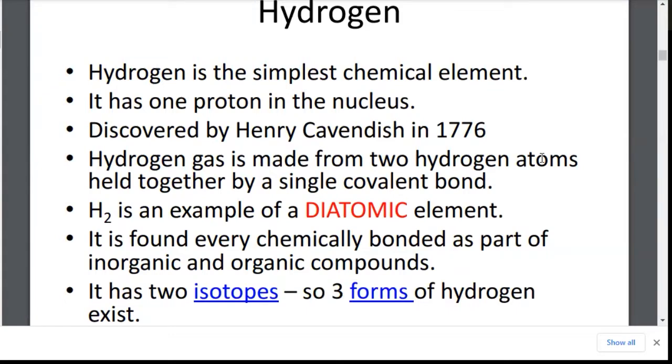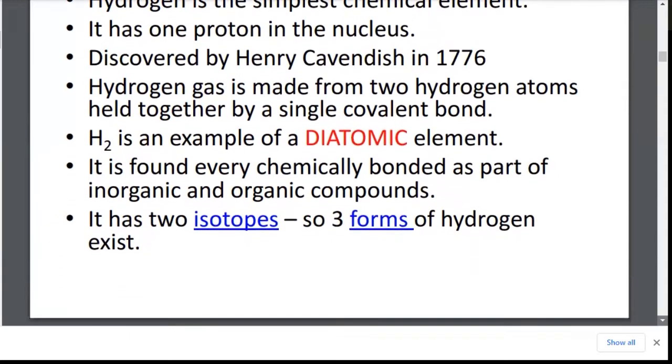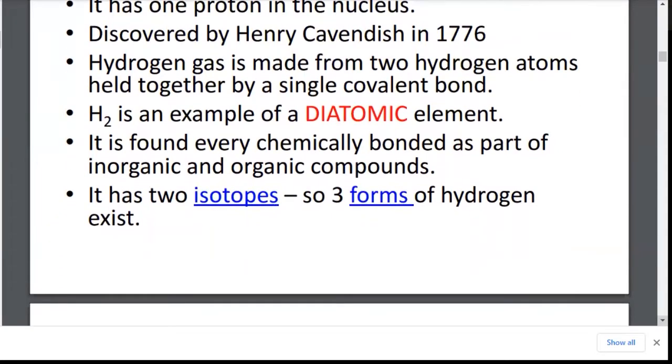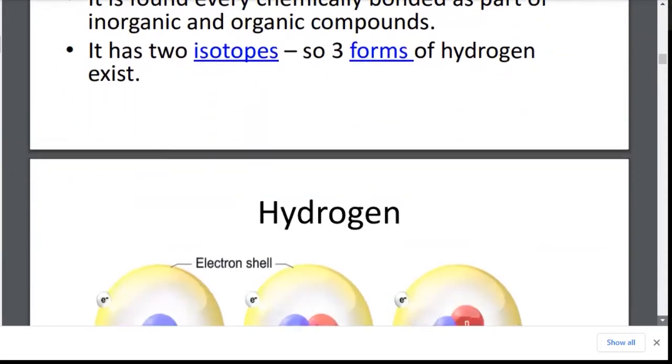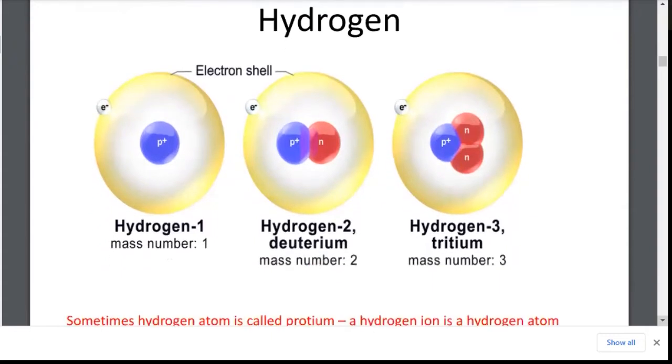Hydrogen has two isotopes. So in nature, there are three forms of hydrogen which exist, and we're just going to show you them here. Very quickly, you can see the atomic structure. Now, who's seen pictures like that before?